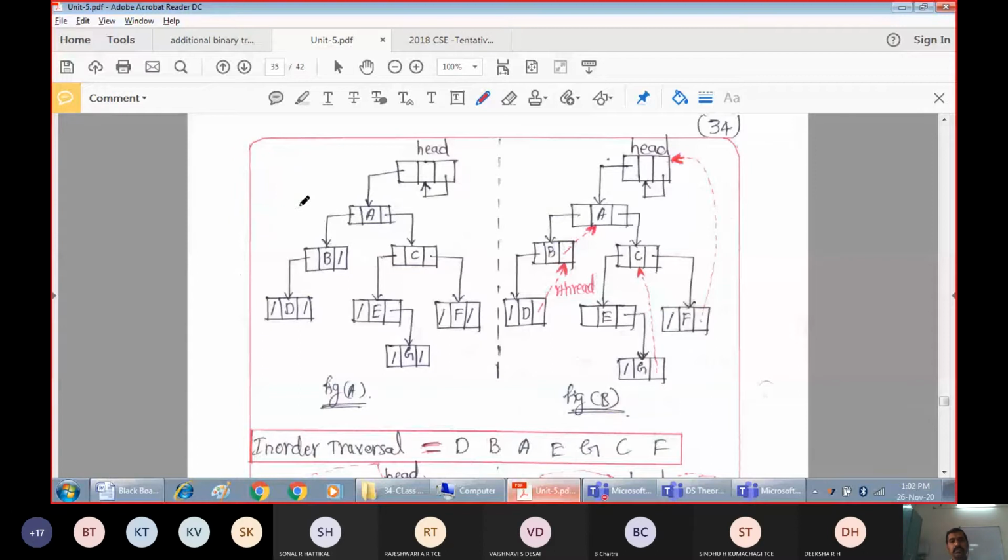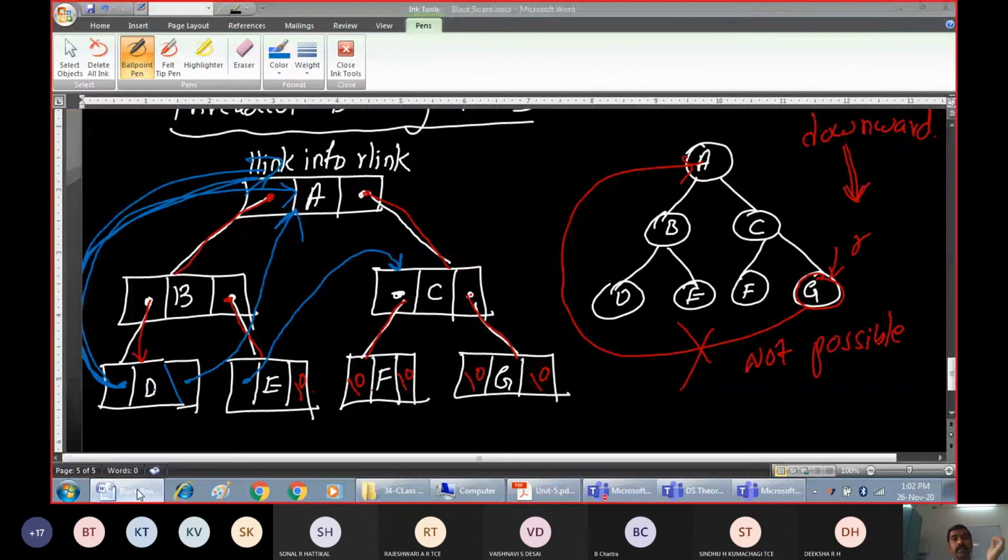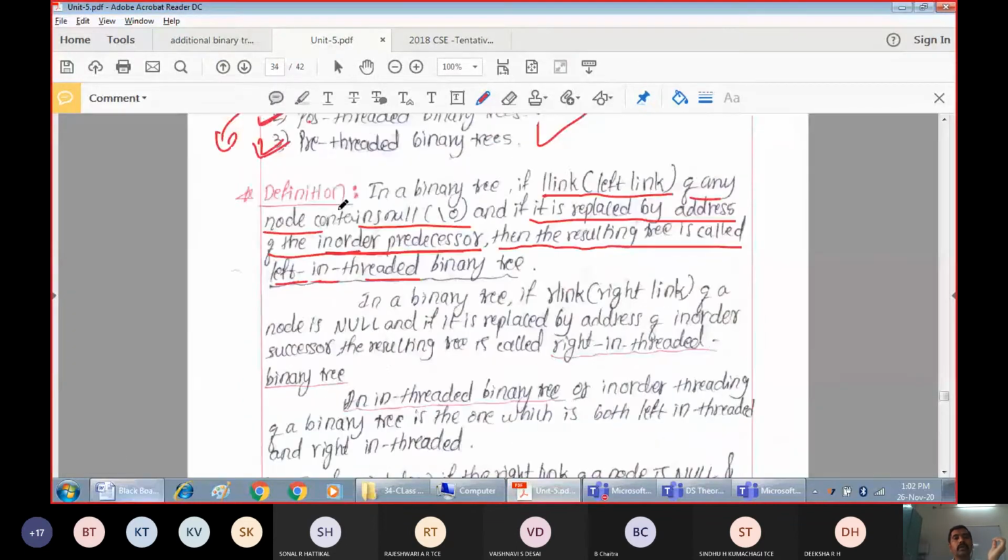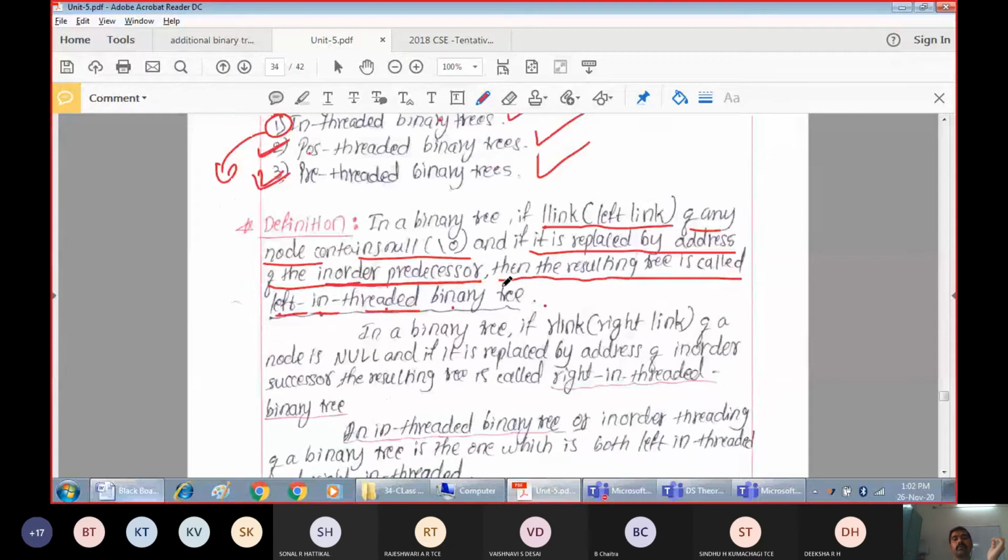Now, given this tree, you should be able to write first which one we are defining. We are defining the in-threaded binary tree. First you have to define the left in-threaded binary tree, then the right in-threaded binary tree. The combination of both left and right is called the in-threaded binary tree. Right? So let us first see what is the left in-threaded binary tree.